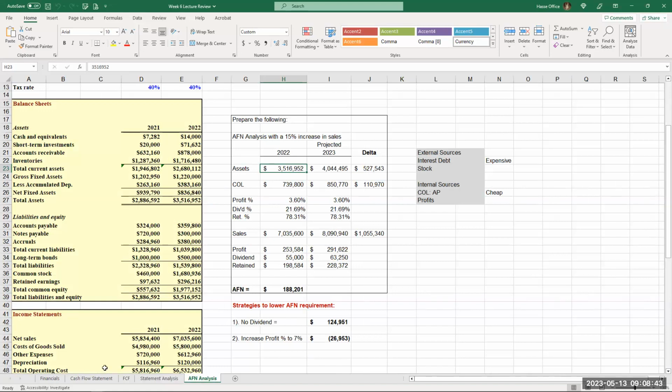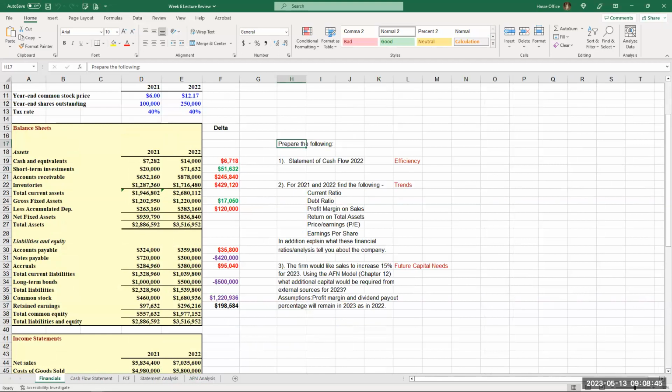If you remember at the beginning slide of this spreadsheet, we had three areas we're looking at. Statement of cash flow, which is the efficiency of the organization: are we generating and managing our cash effectively? The second was the trends in the financial statement review, looking at key interpreted ratios and analysis that tell us something about the business. And finally, what are our future capital needs? What kind of money do we need if we want to grow the business? Where are we going to go and get our capital?